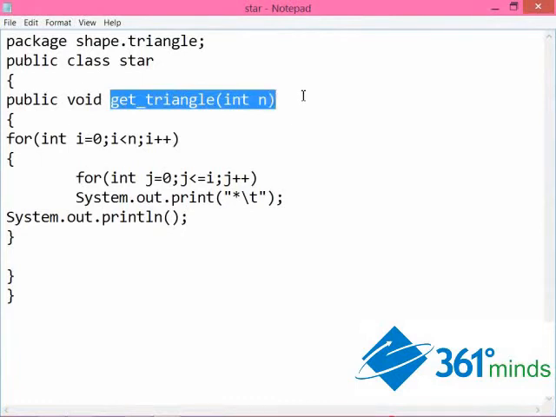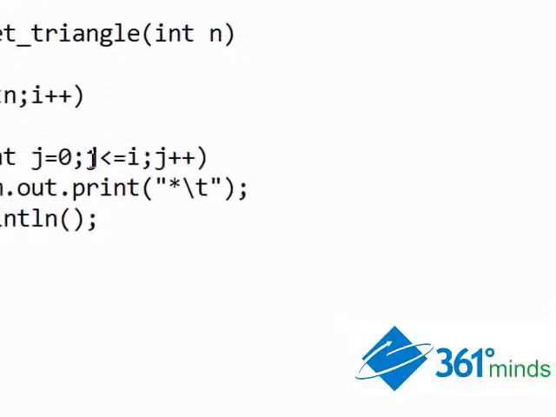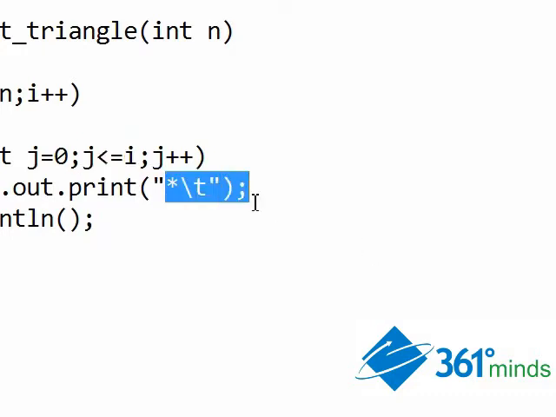I have created a method called getTriangle, and I have passed the variable n as an integer, and in the for loop I have just written the matrix program, because you can see the two for loops over here. In the first for loop, i is less than n, and in the second for loop, j is less than or equal to i. I have given the printout of the \t, which means I'll have to print a star and a \t. By this I'm going to create a triangle.